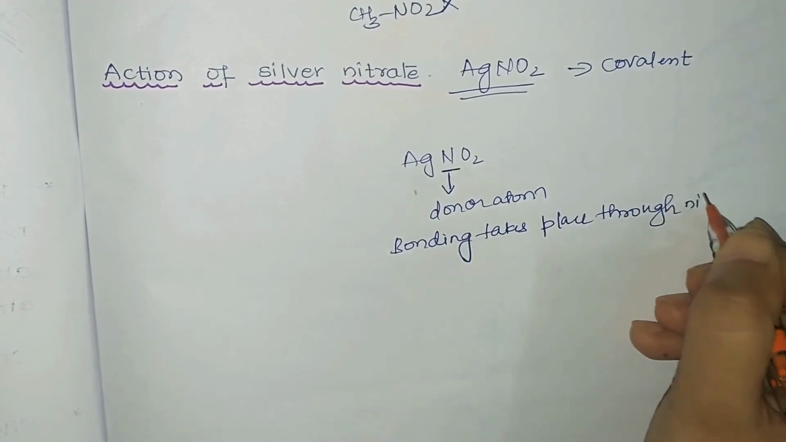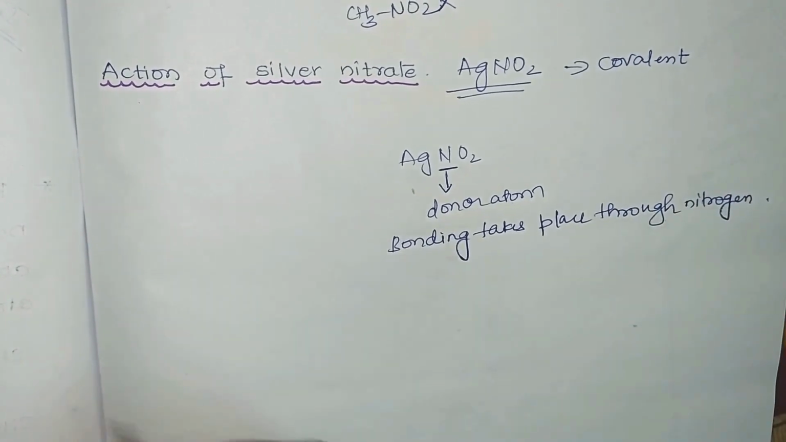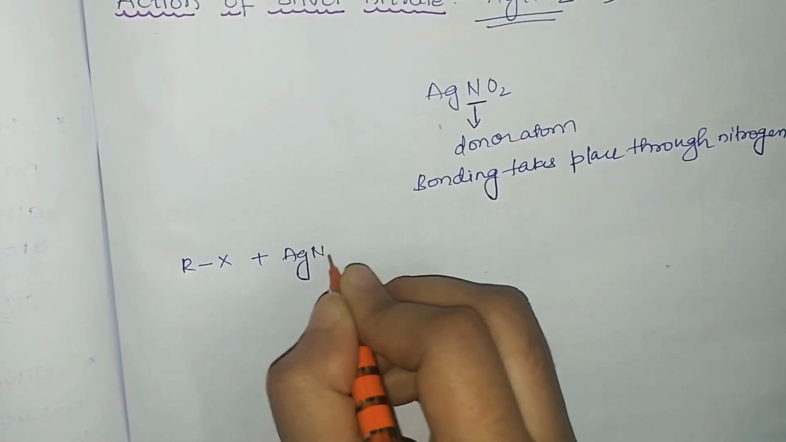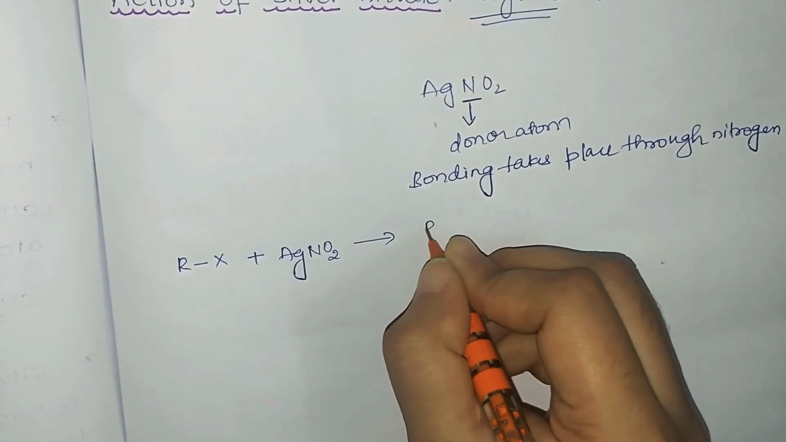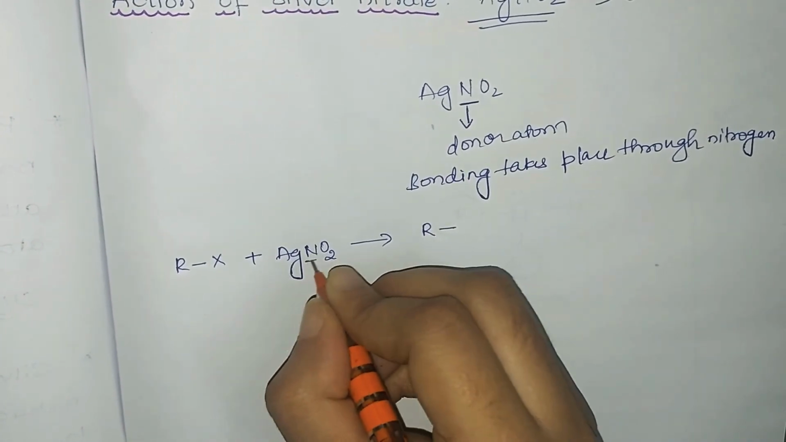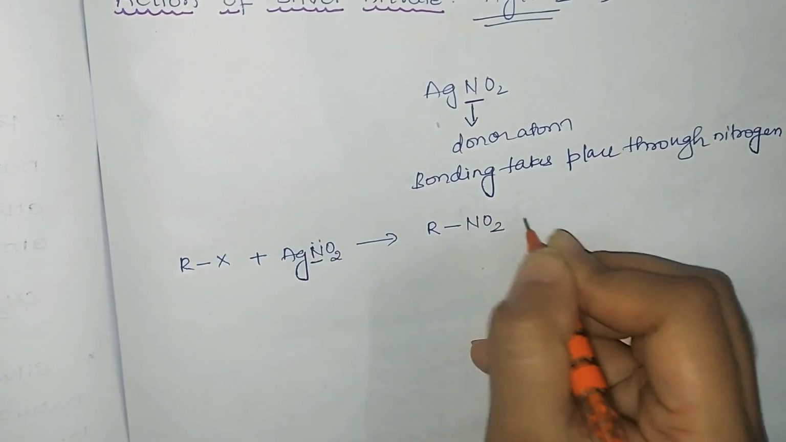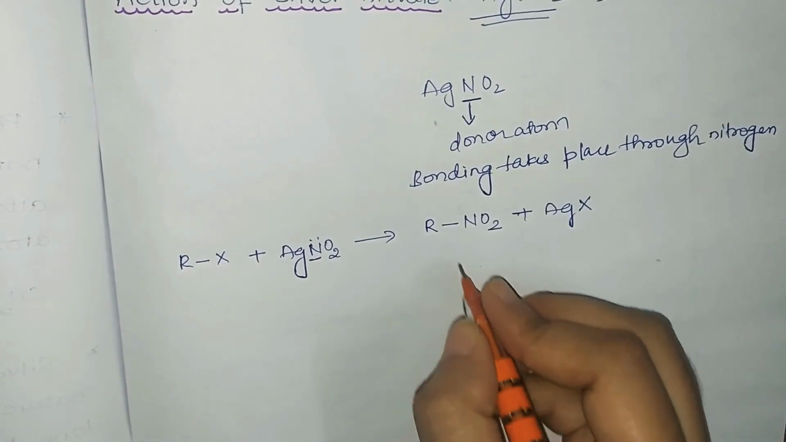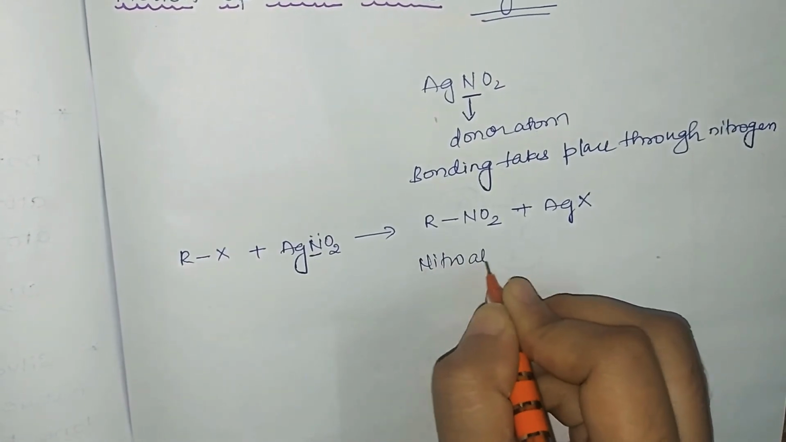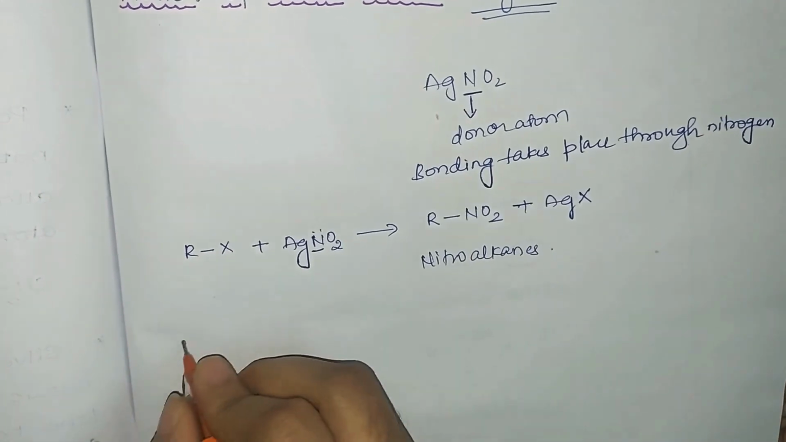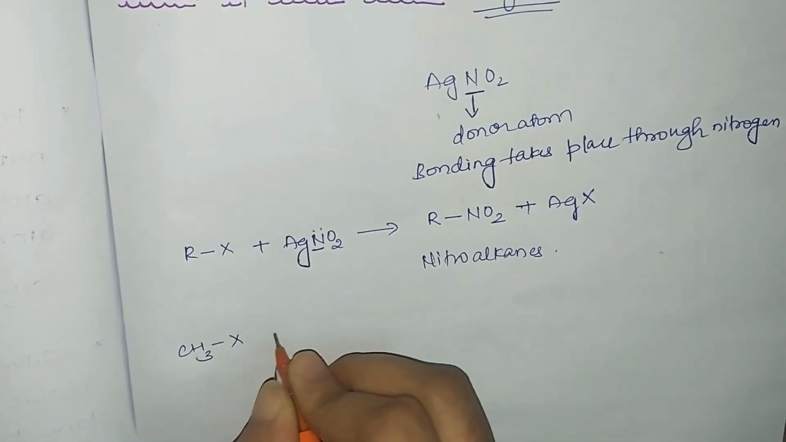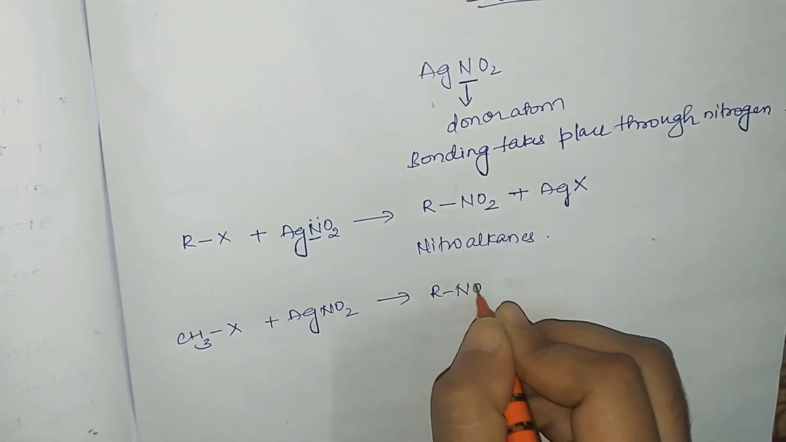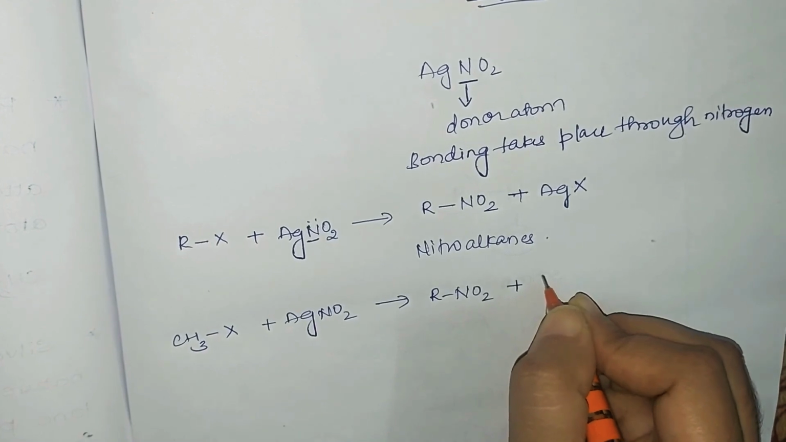Then let us consider an example. So when an alkyl halide reacts with the silver nitrite, so here what is our nucleophile? NO2. So halide is replaced by NO2. So bonding takes place to nitrogen, hence our product is RNO2 plus AgX. Always remember, bonding takes place to nitrogen, and we here call them as nitroalkanes. Next, we'll consider an example. So when alkyl halide reacts with silver nitrite, the product obtained will be RNO2 plus AgX. Here R is methyl group, so it will be CH3NO2.